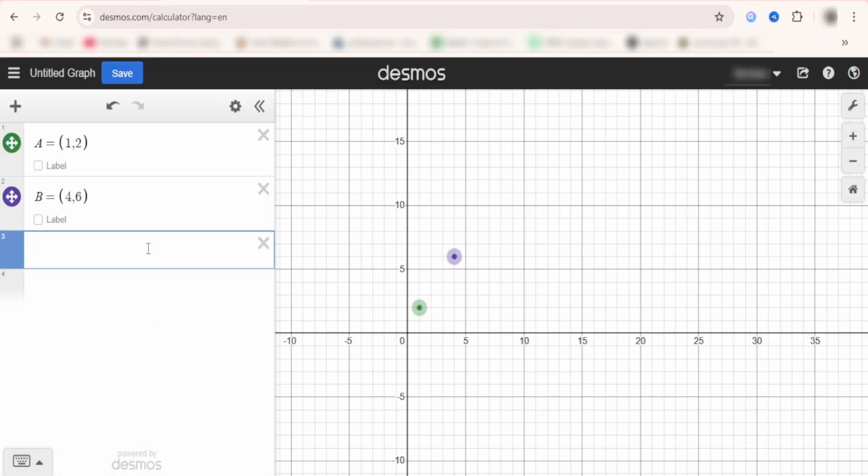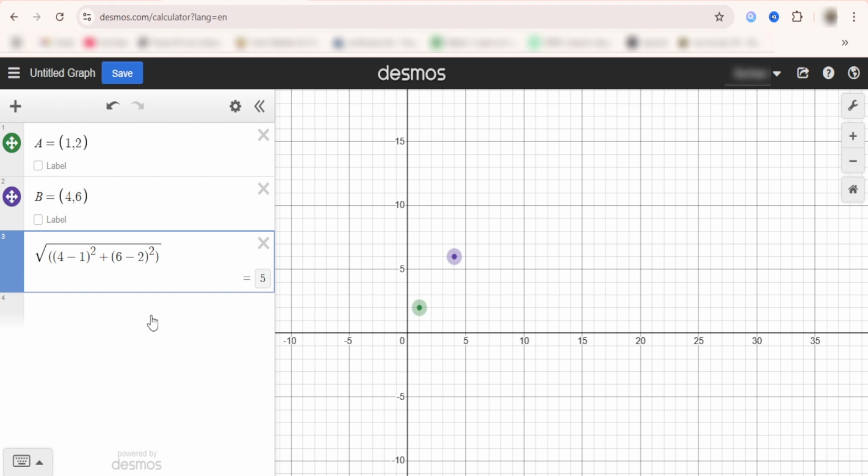As you may know, the formula for the distance between 2 points is the square root of (x2 minus x1) squared plus (y2 minus y1) squared. Let's apply it. As you can see, the distance between A and B is 5.